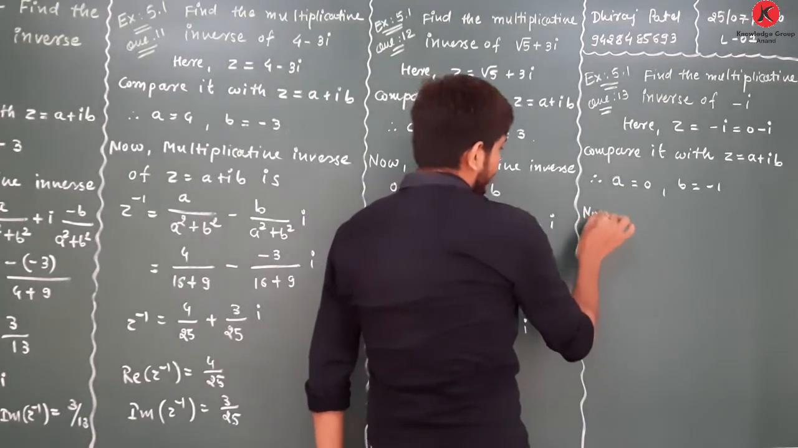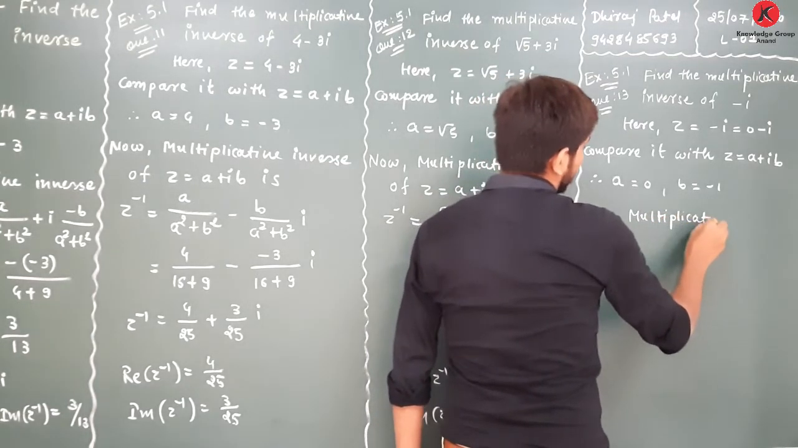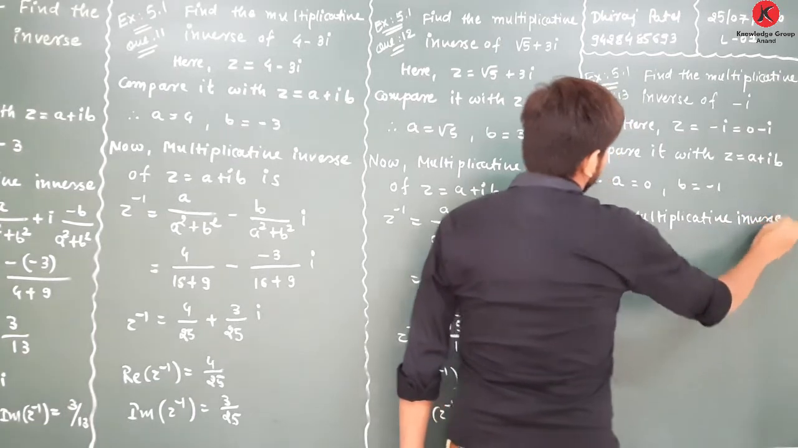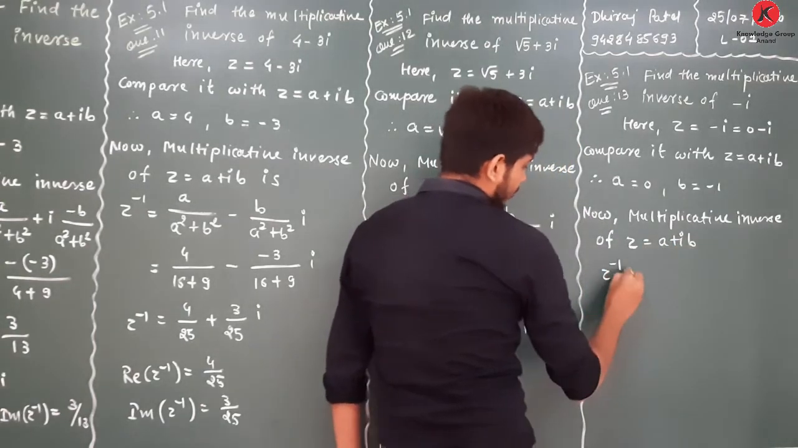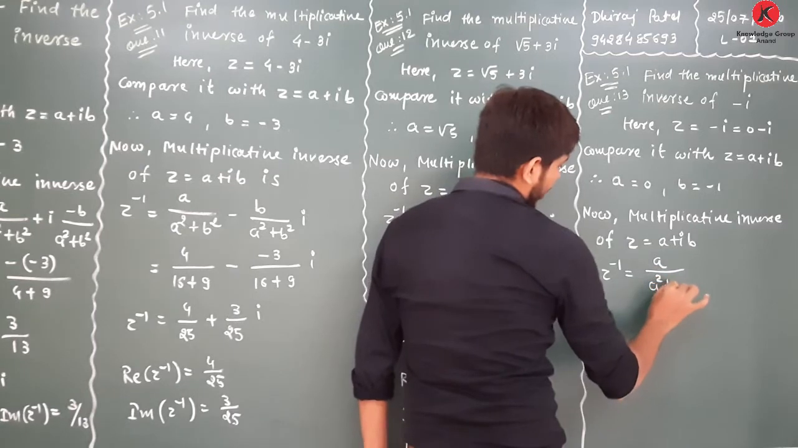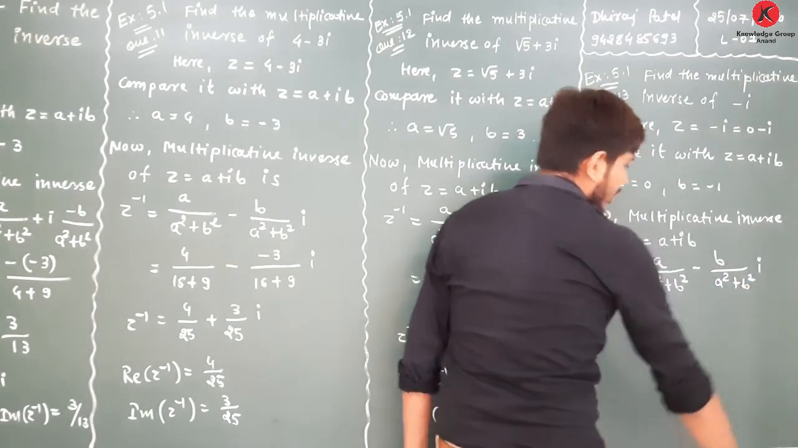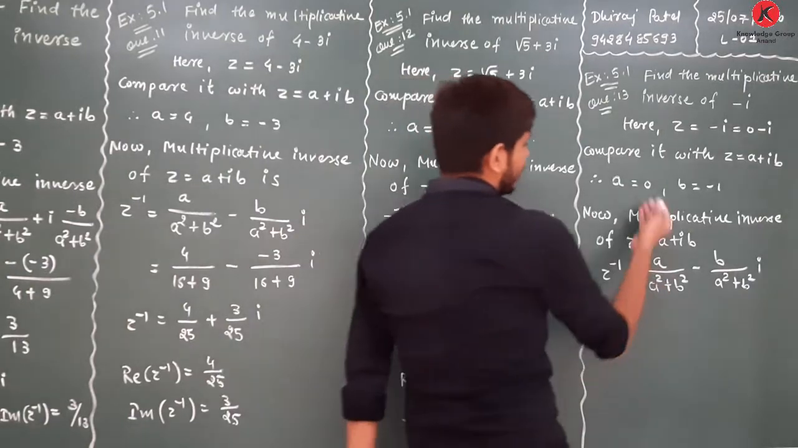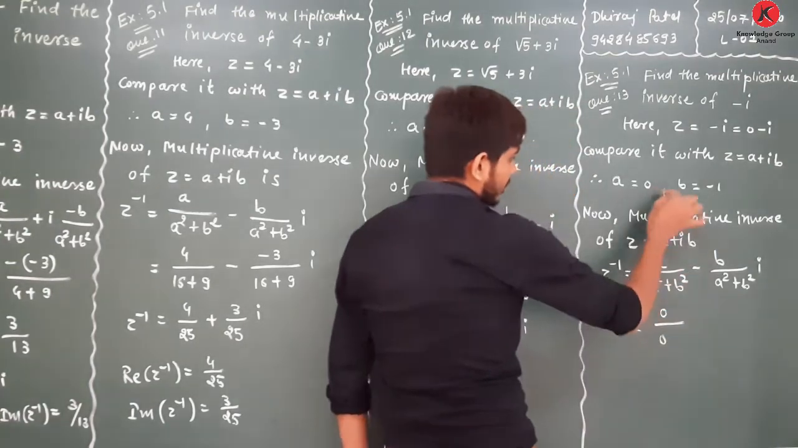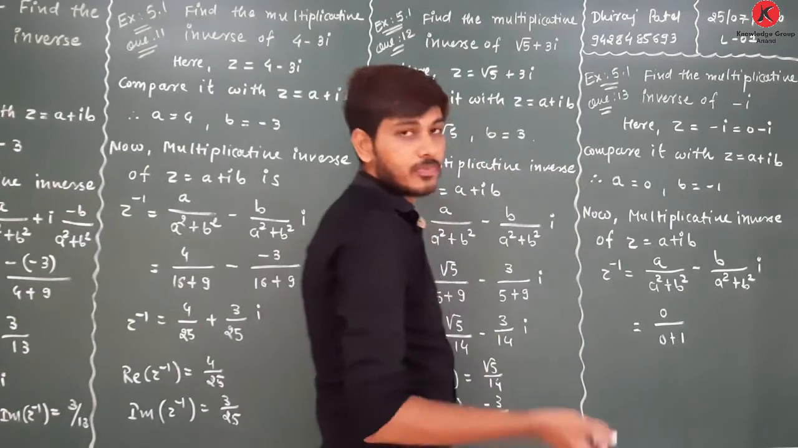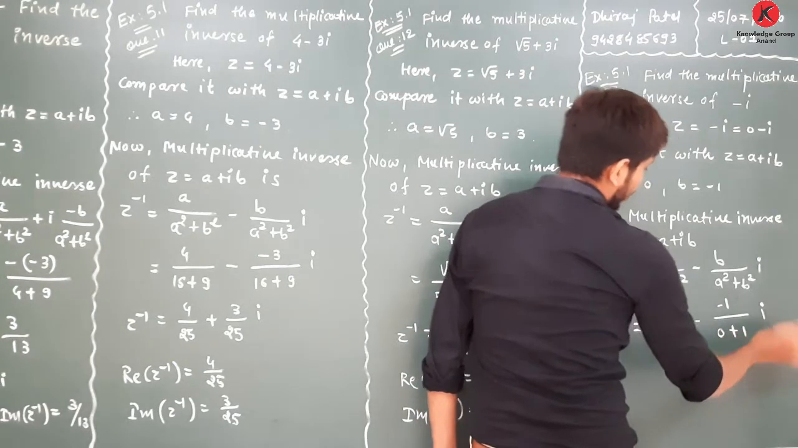Now we have the formula. Now the multiplicative inverse of z equals to a plus ib, which is denoted as z inverse, is given by a upon a square plus b square minus b divided by a square plus b square into i. Simplify this thing by putting the value of a and b. We are getting 0 divided by 0, a square means 0, plus b square, minus 1 square, plus 1, minus b is minus of minus 1, divided by 0 plus 1 into i.